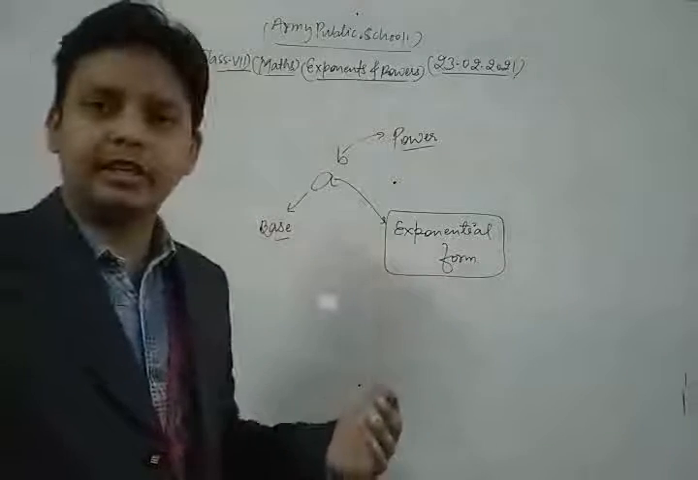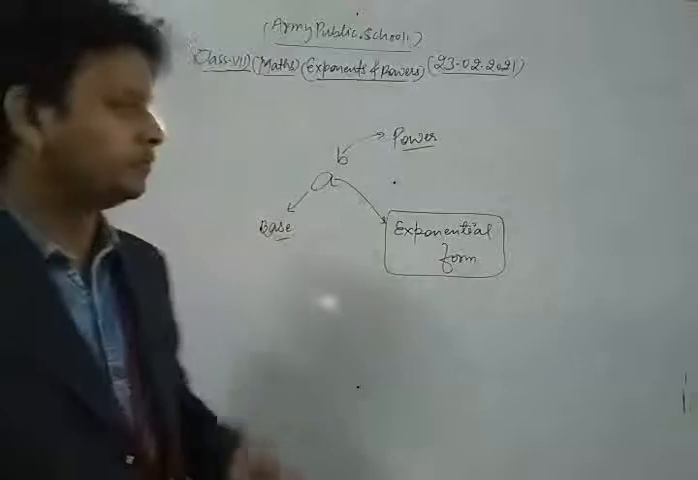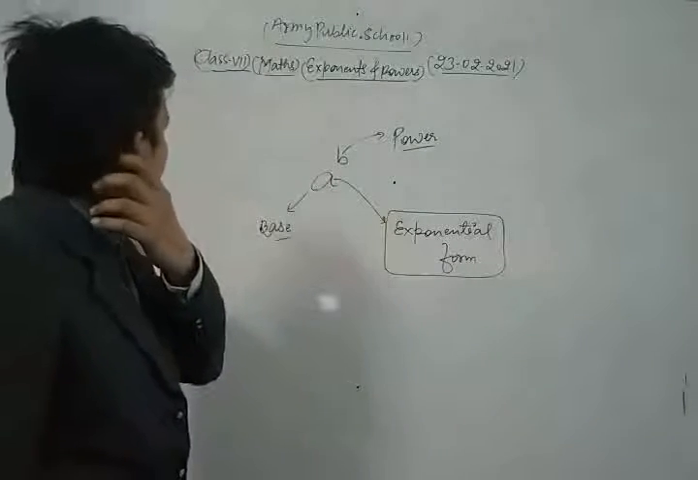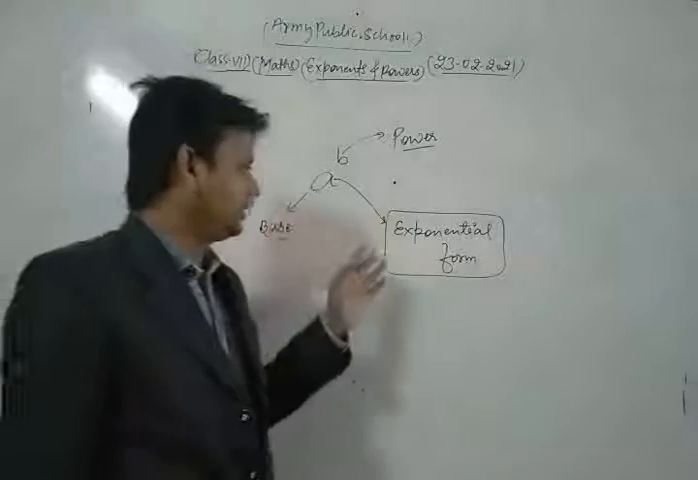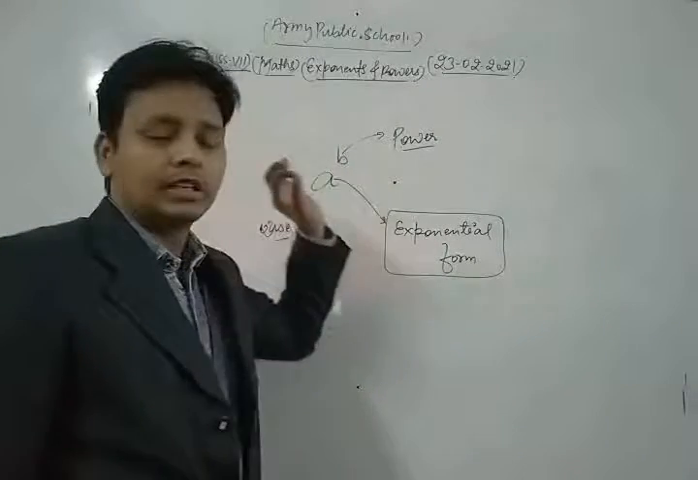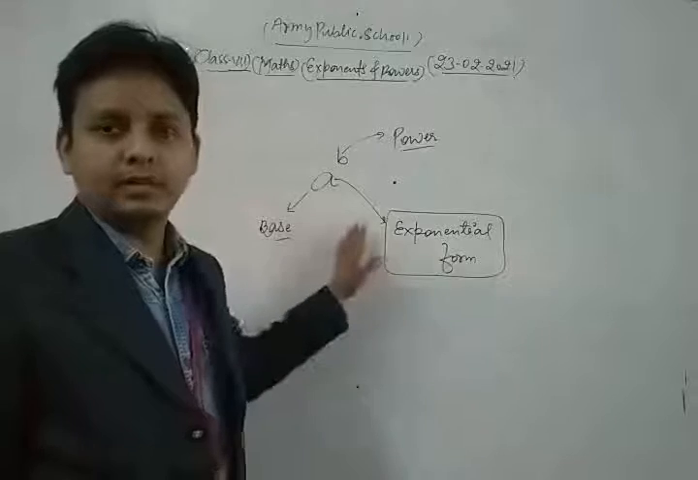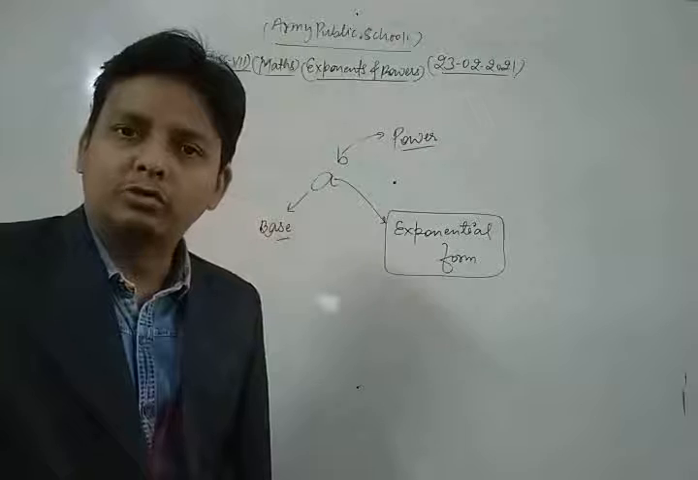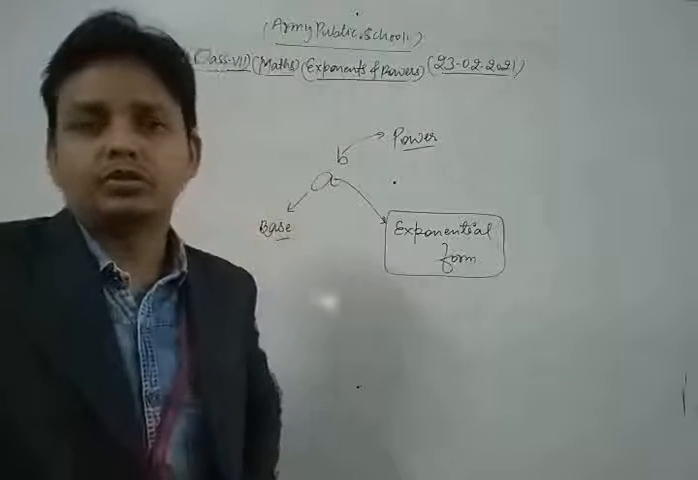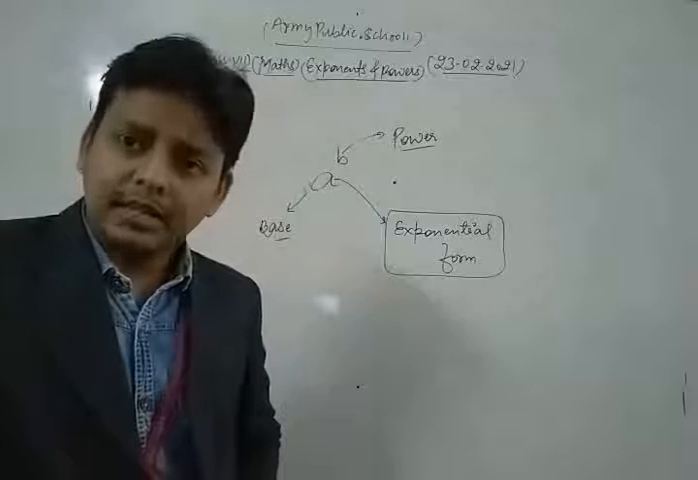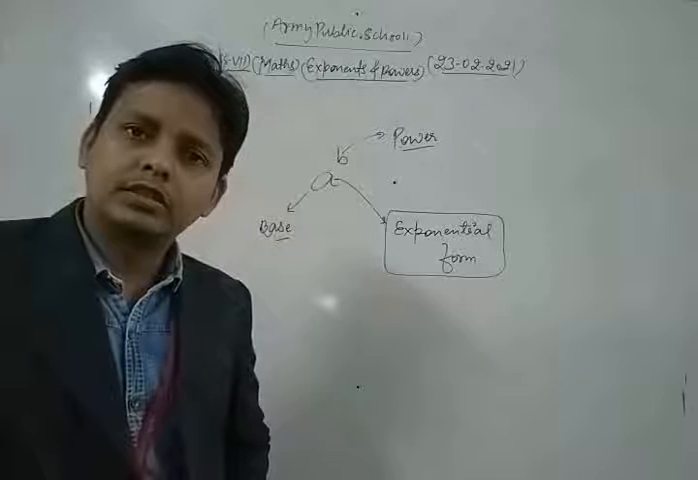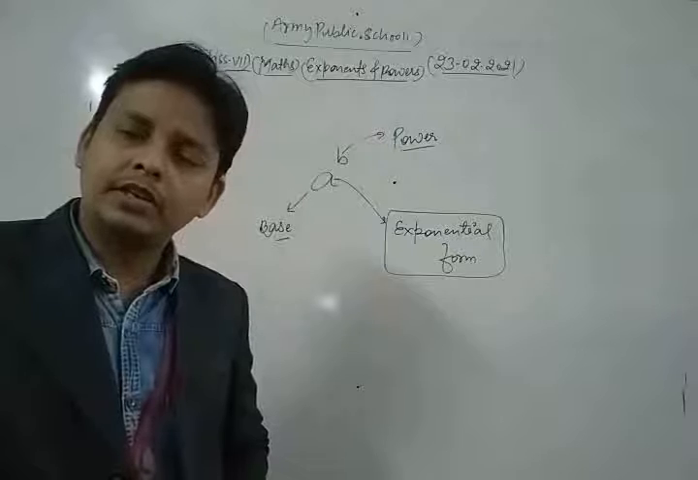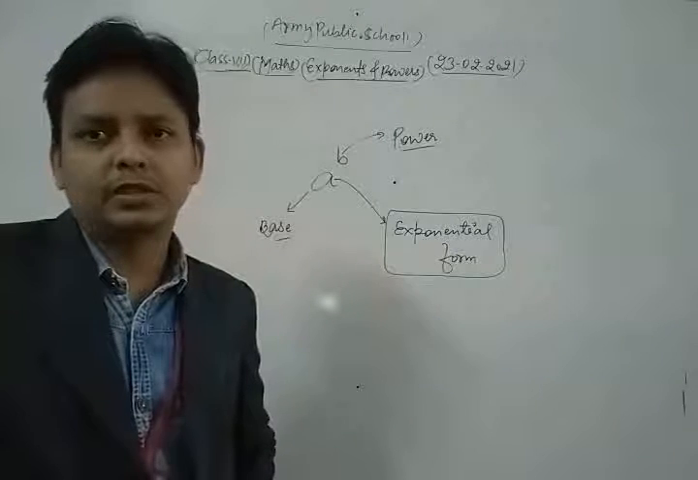So any number written in the form a to the power b, then a is called its base and b is called its power, and the representation of any number in this form is known as the exponential form of a given number. Using this concept, dear students, you can solve each and every question of your NCERT exercise based on these topics.